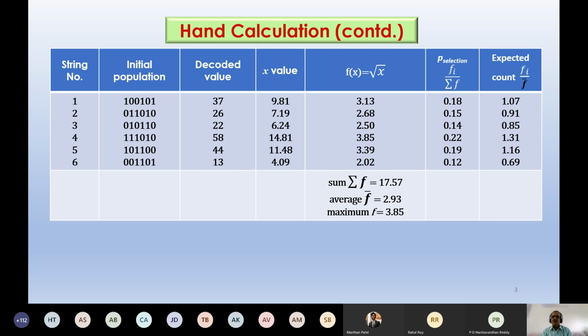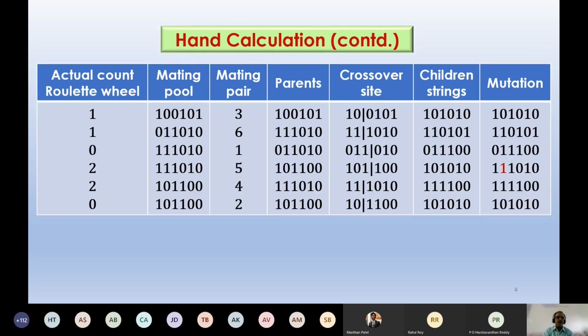Now, these are all expected counts calculated using the information of fitness and the average fitness. But the actual count could be slightly different. And as I told, this is the probabilistic estimate, but the actual count could be slightly different. Okay, actual count could be 1, 1, 0, 2, 2, 0. That means the first string is going to be copied only once. This is the first string.